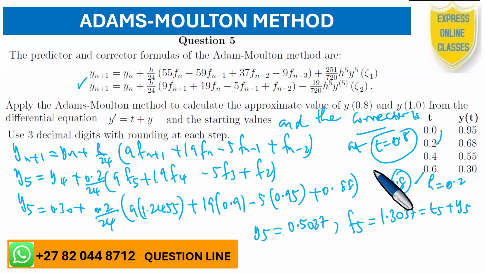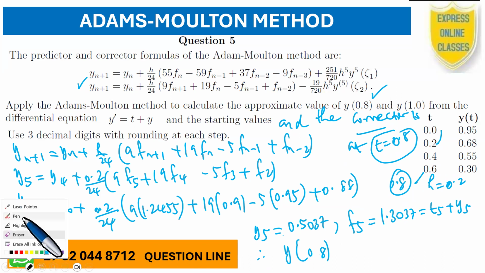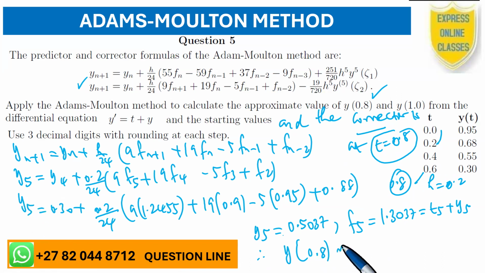Right, so if at t equals 0.8, that is what you're getting, it means therefore y at 0.8. Okay, which is the point. You can use a point, not a comma. So you're going to have exactly y at 0.8, and this is approximately 0.5037, which is actually exactly 0.5037.